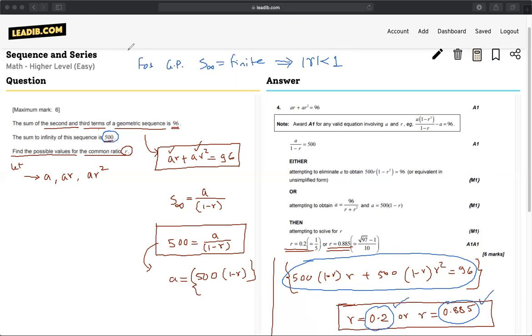So this is one trick to remember, a very important point: if you want the sum to infinity of a GP, a geometric progression, to be finite, then the absolute value of R has to be less than 1, right? That's one concept that is covered in this problem. Otherwise, the question is very simple. I hope you followed this.